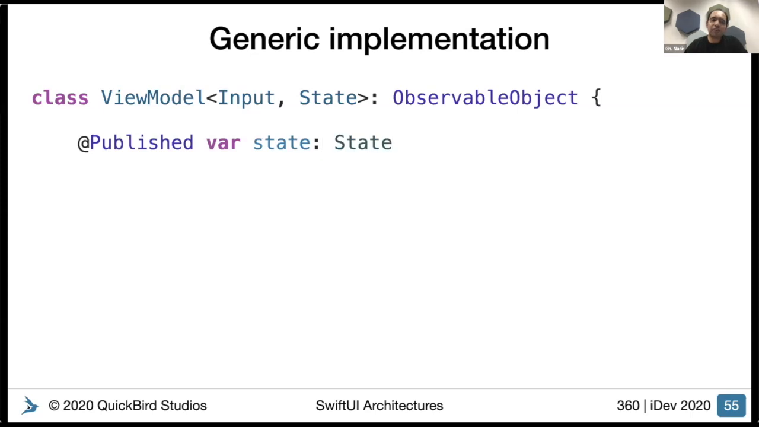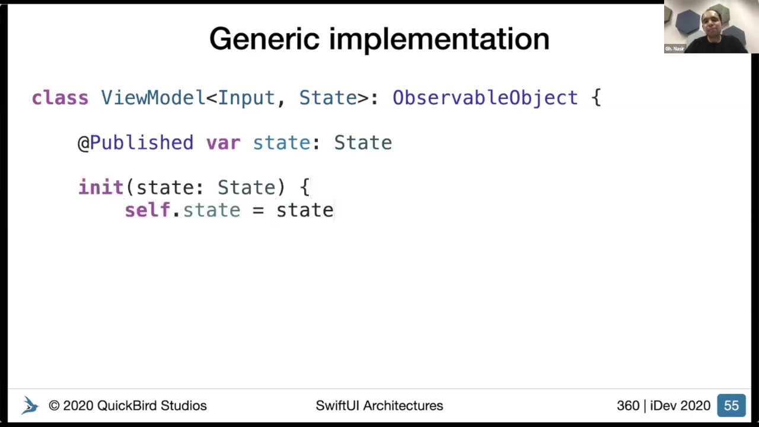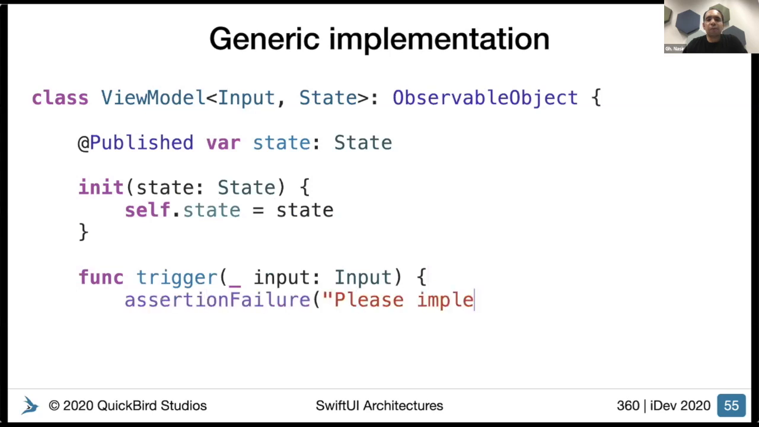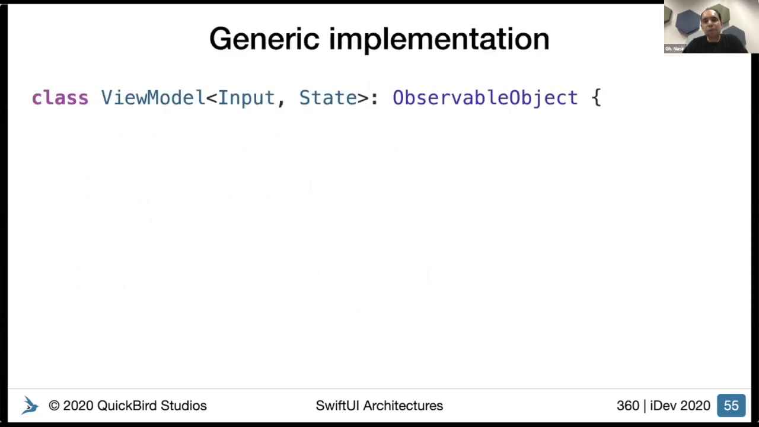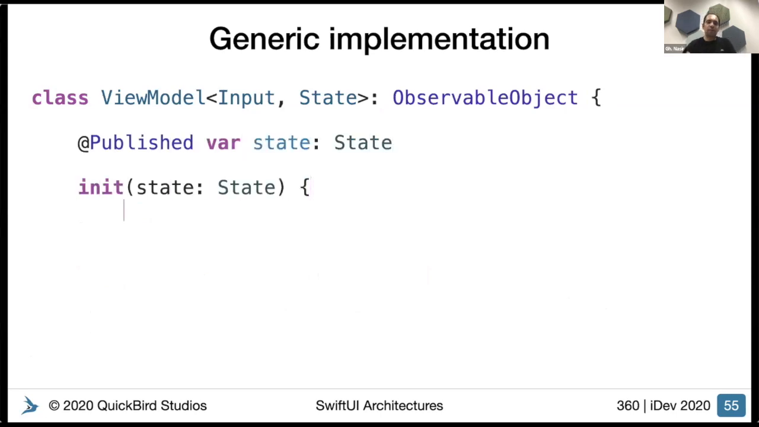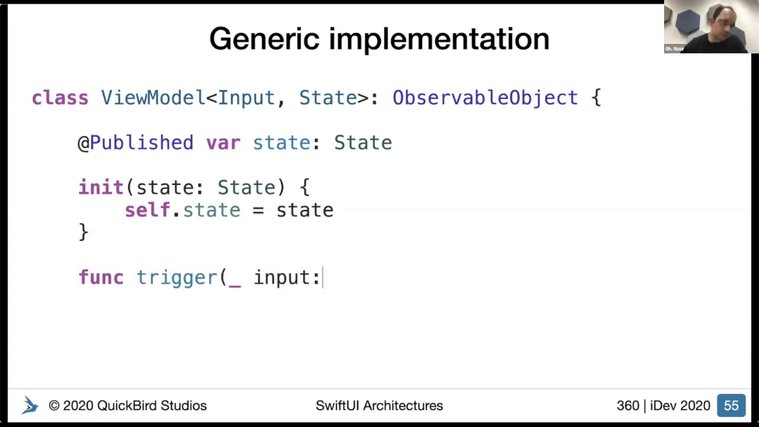It has a published state, as we discussed in the SwiftUI introduction, in the slide where we discussed what Published is. Published is basically to propagate any changes to the state to whoever is listening to the view model. It's just a very basic implementation. It has a state, and since this is the base class, we don't implement the trigger, so that any child view model needs to implement that method.